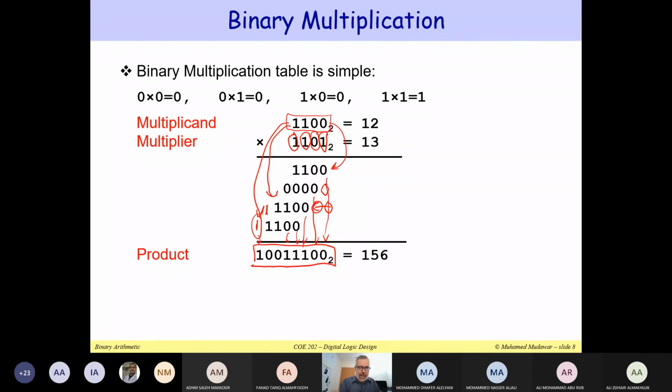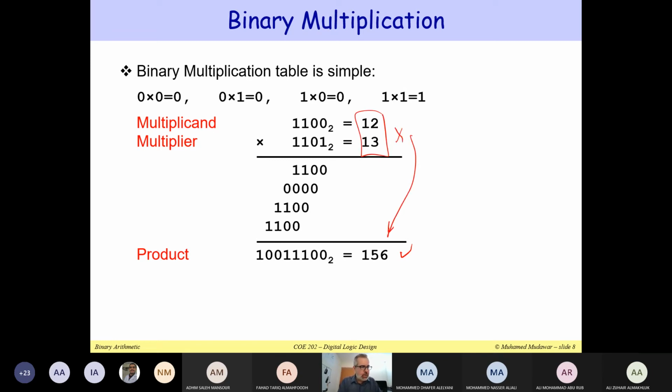Now, take a look at these 2 numbers. Let me clean up this slide. So notice that the first number is 12. The second number is 13. And we got the product equal to this number. If you convert it from binary to decimal, you will get 156, which is 12 multiplied by 13. If you multiply them, you will get 156 also in decimal. So it works. That's basically how binary multiplication works.